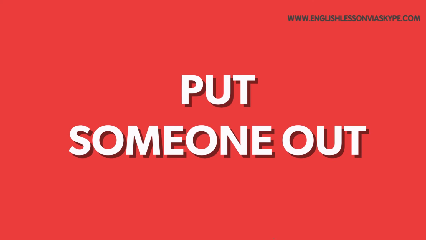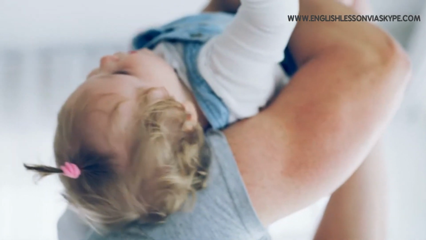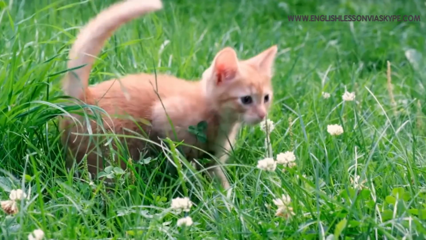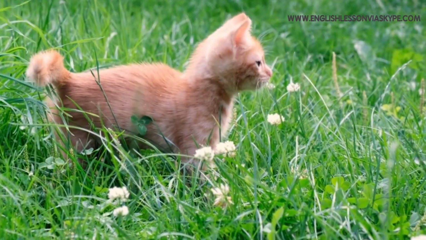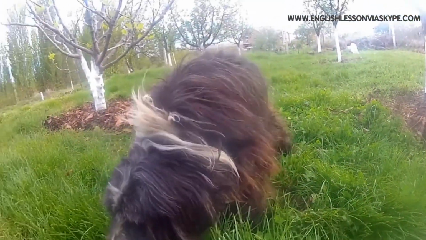Next, we have to put someone out. Well, we could literally pick somebody up if we could and put them out the door. That would be one way of doing it. So if one of the children is misbehaving, you put them out of the room. So you pick them up, or you take them by the hand, you put them out. Or you might put the cat out or the dog out into the garden so they can do what cats and dogs do. Okay, so you've put them out. So that's a very literal meaning of it.